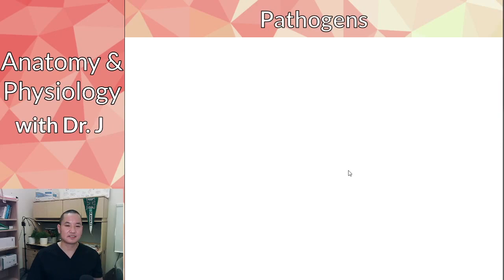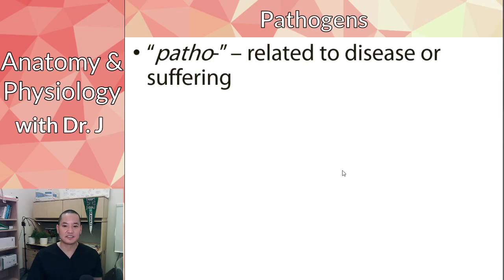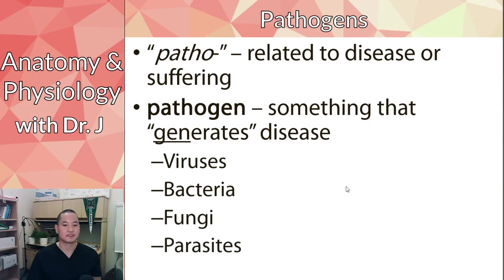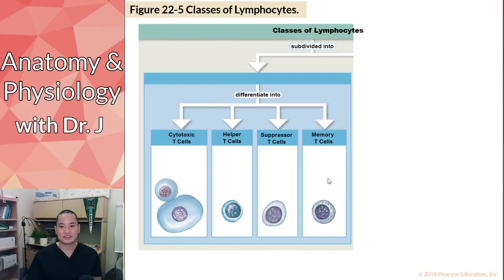So pathogens are generally things that can cause disease. Patho is a prefix that typically refers to something related to disease. So pathogen, anything that can generate disease. Like viruses, bacteria, parasites, fungi, these are all pathogens.